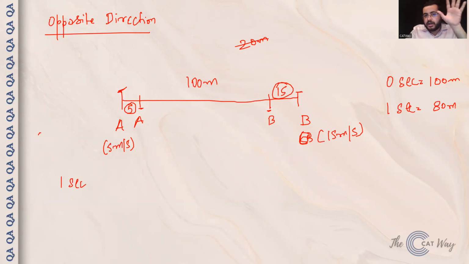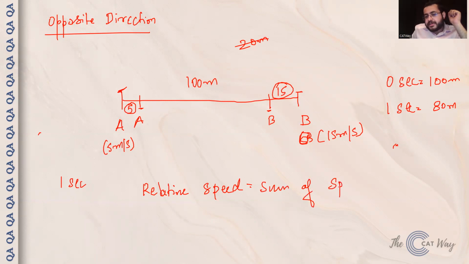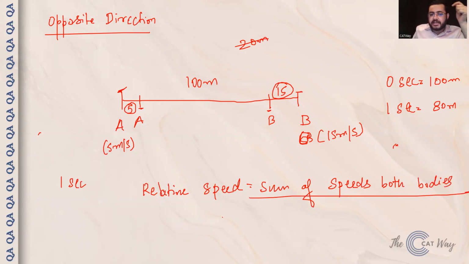And that is what the concept of relative speed is: when two bodies are coming from opposite directions, the total distance that they are covering between themselves is the summation of the speeds of both the persons. So in case of opposite direction, the relative speed is always equal to the sum of speeds of the two people. Sum of speeds of both bodies, let's say, that would be a better term. And in our case, it is going to be 20 meters per second.